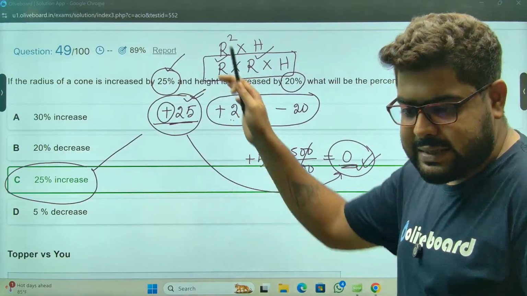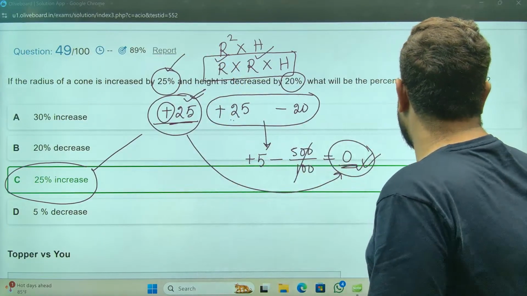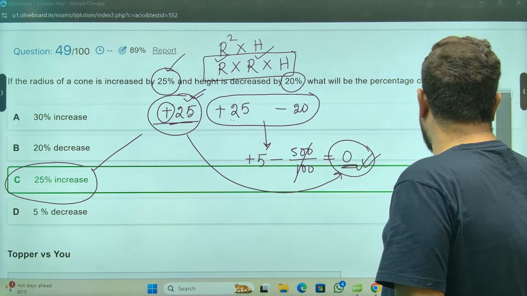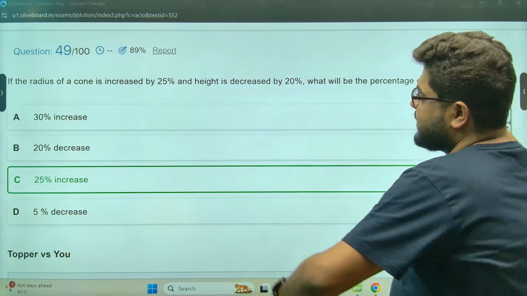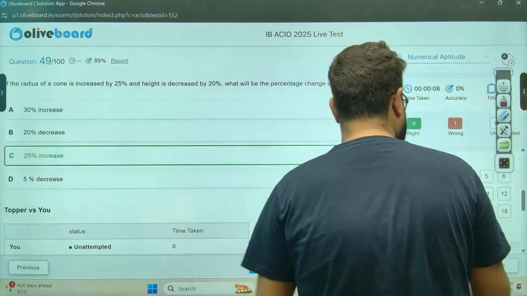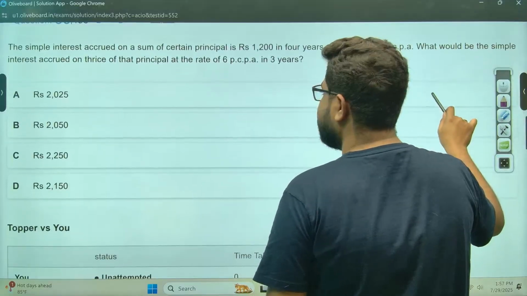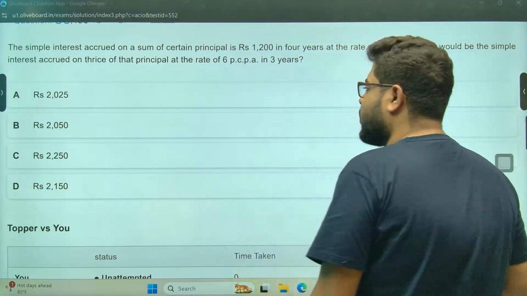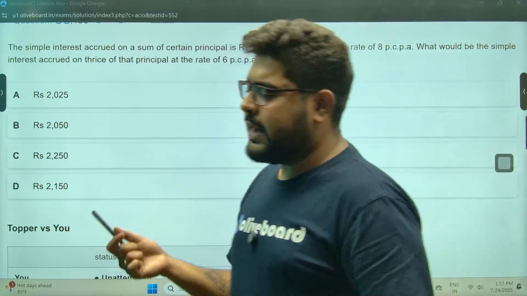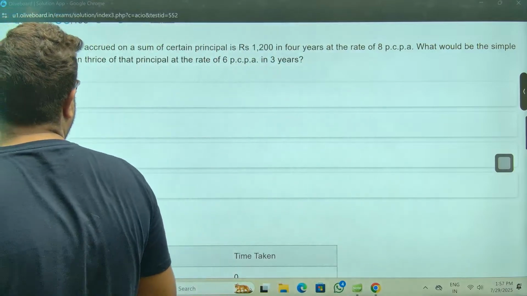Clear, everyone? This is how you should tackle this question. Perfect. Moving on, sir. So both the methods are okay. Choose any one, whichever you feel comfortable.